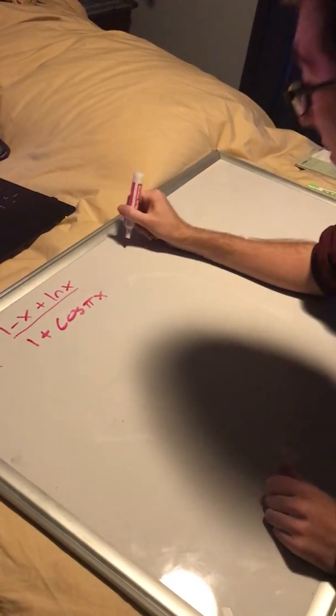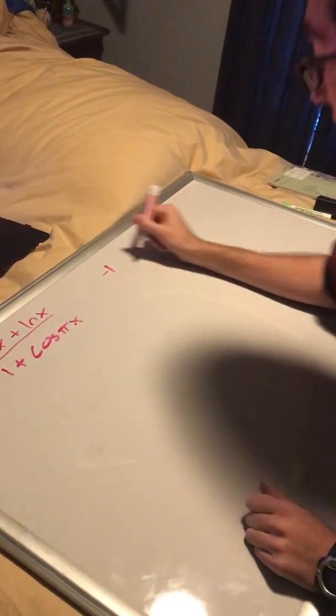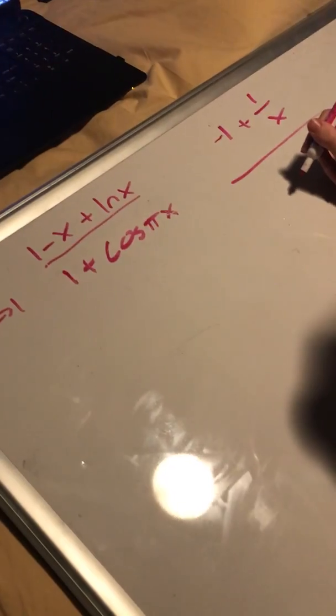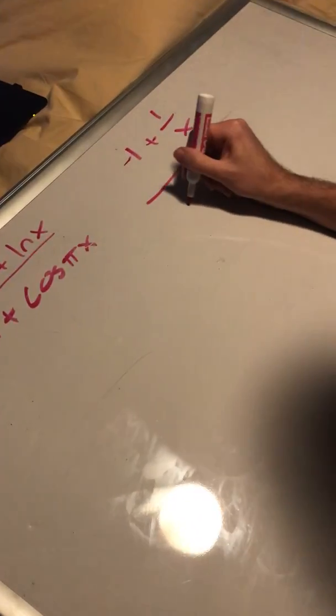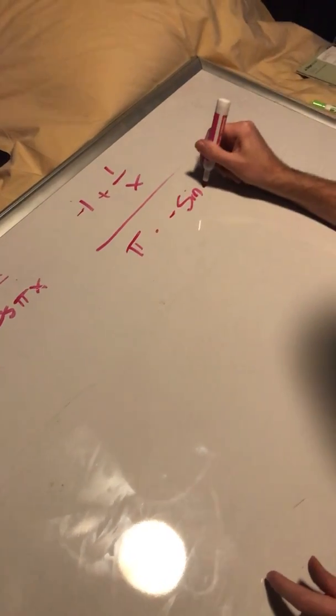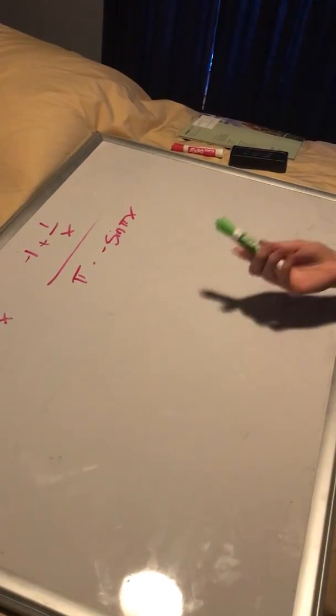Yes. Well, the derivative of negative x is negative 1 plus 1 over x divided by, what's the cosine of pi? Chain rule, pi times negative sine of pi x. Yes. Now what do I do? Plug in 1 again. Plug in 1 again? Why? Because you have to see if it equals 0 over 0, like your name!